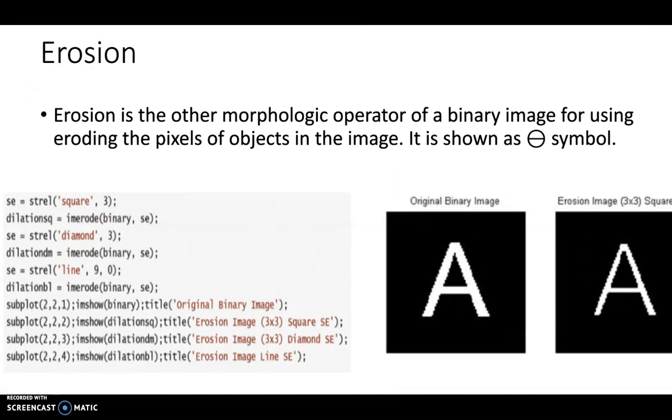In a very similar order, erosion, the next morphological operation, is carried out in MATLAB. Erosion is another morphological operator in binary images for eroding the pixels of objects in the image. It is generally shown by the minus symbol. The inbuilt function in MATLAB for erosion is imerode, in which we can pass the binary image and the SE, that is the structuring element.